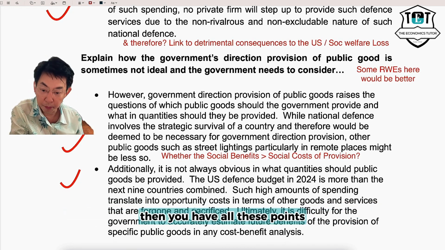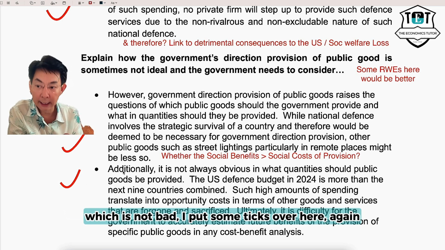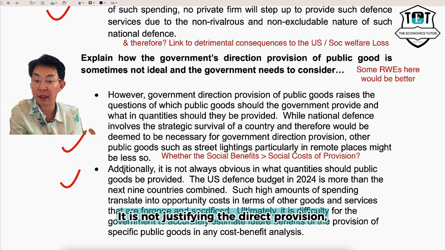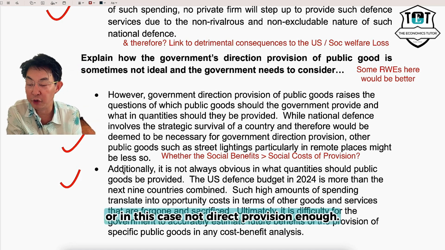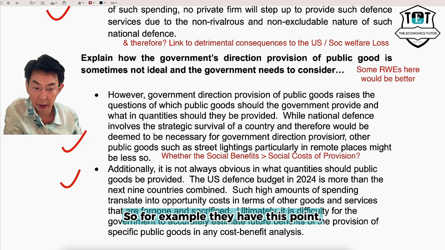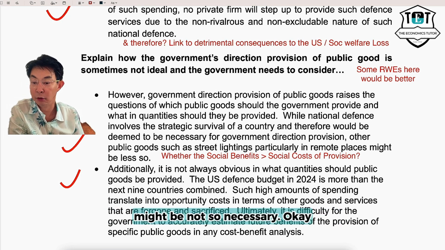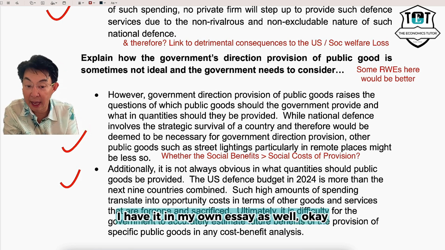Now, you have all these points, which is not bad. I put some ticks over here. Again, it is not linking enough to answering the question. It is not justifying the direct provision, or in this case, not direct provision enough. For example, they have this point: other public goods such as street lightings, particularly in remote places, might not be so necessary. So this is a good point. I have it in my own essay as well.